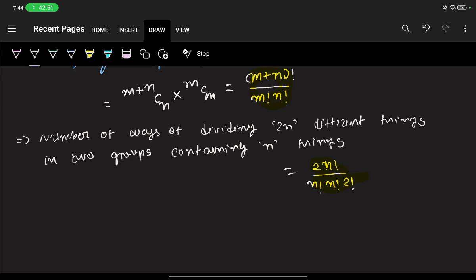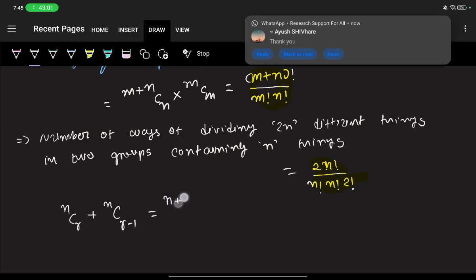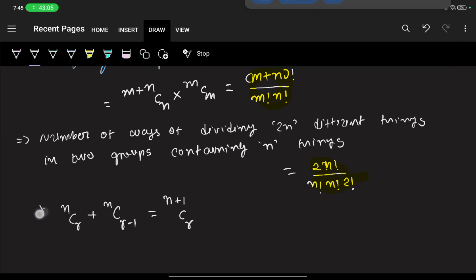Now you can write nCr plus nC(r-1) as (n+1)Cr. These are the addition of combination. Now if nCx is equal to nCy, then you can say x is equal to y. Are you getting my point?